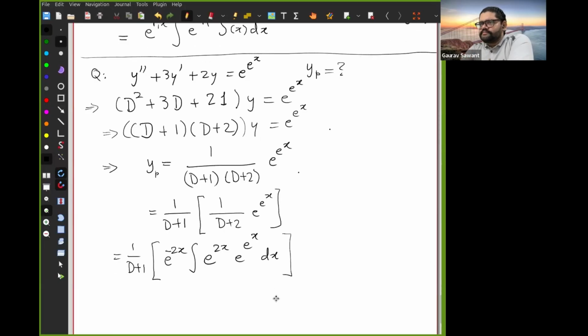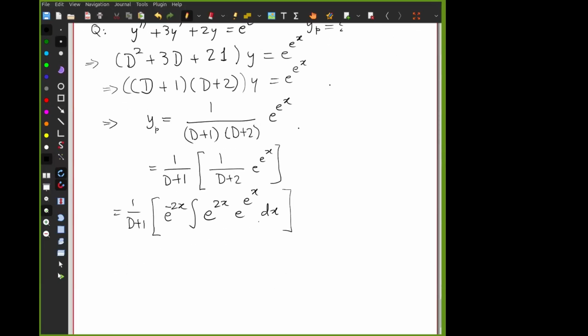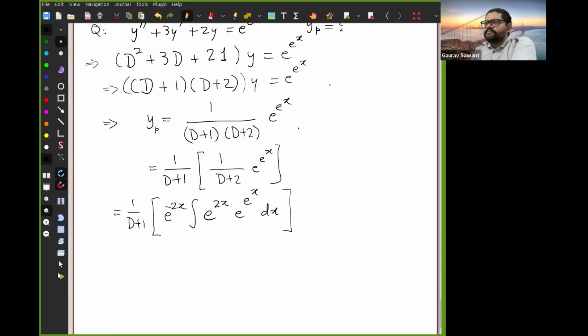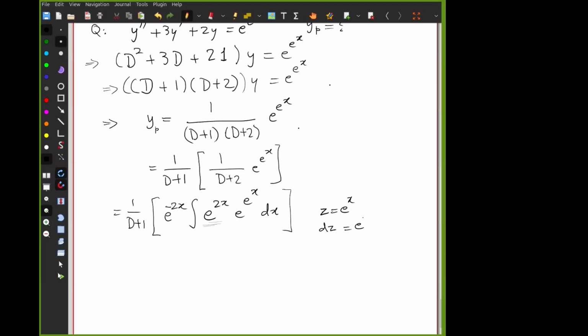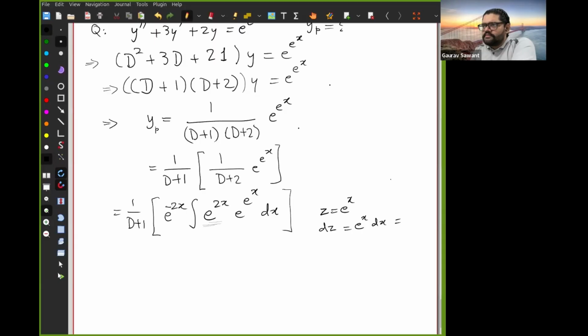Do the substitution. z is equal to e power x, dz equal to e power x dx. So you should get a z square here, right? You use z is equal to e power x, so dx is equal to dz over z, and you will get z dz.